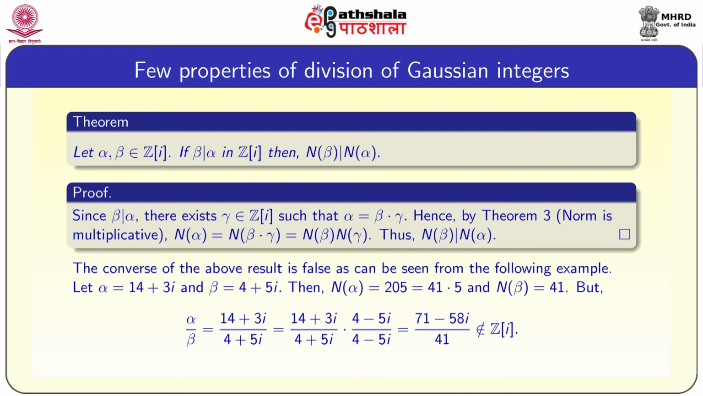But we know that c divides a plus ib if and only if c divides both a as well as b, a result we proved earlier. Here 41 does not divide 71 and 41 does not divide 58. So, this (71 minus 58i) by 41 does not belong to Z[i]. So, the converse of the above theorem is not true.